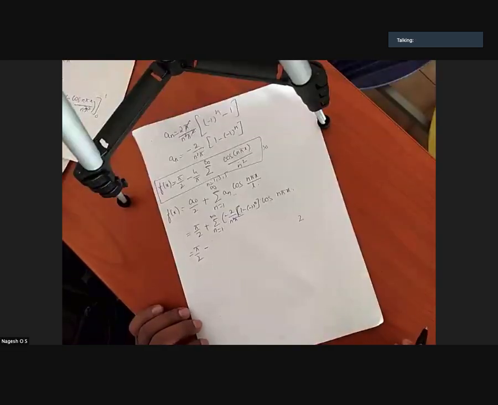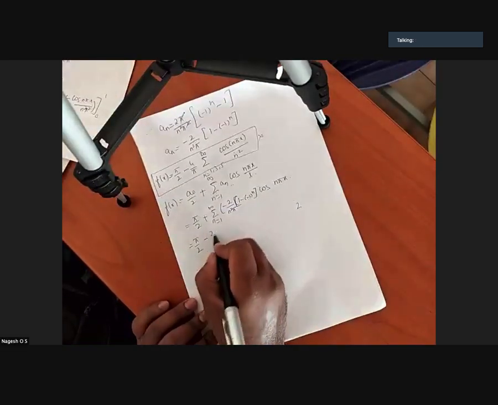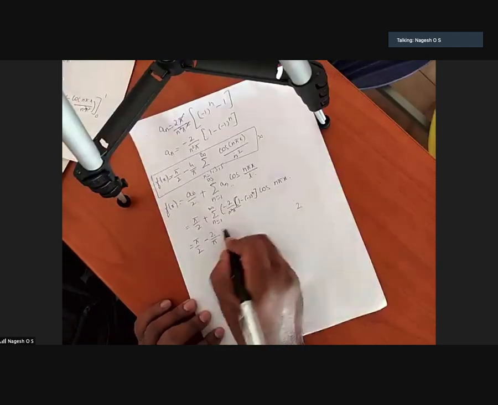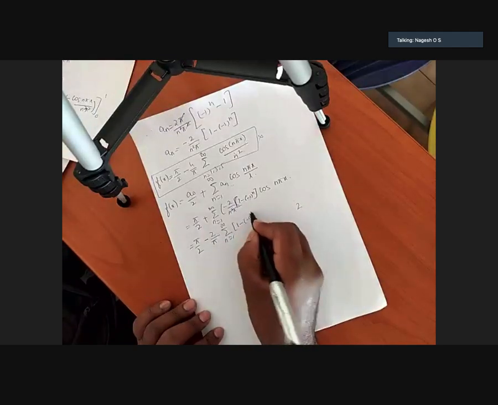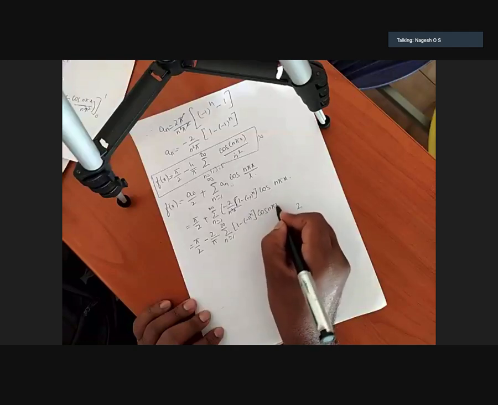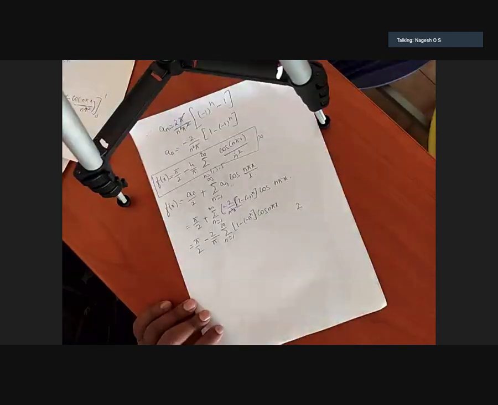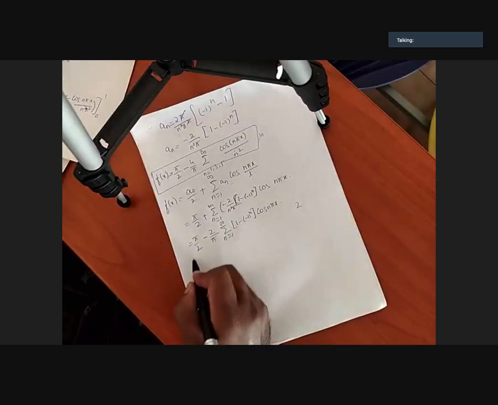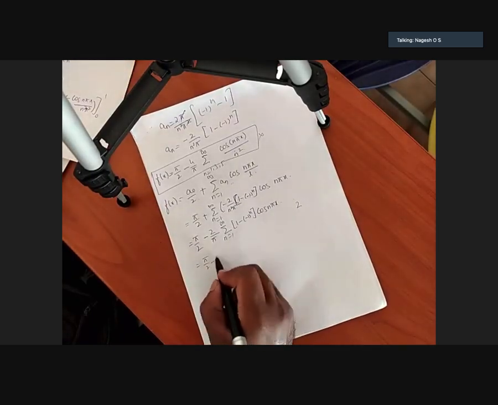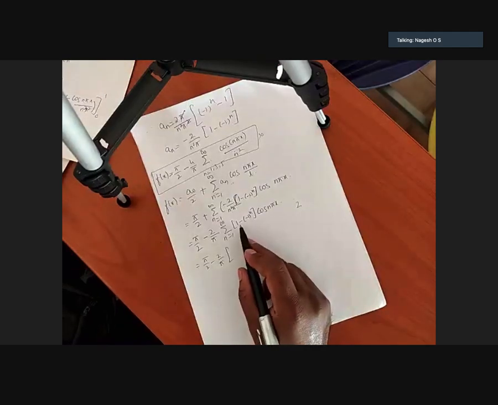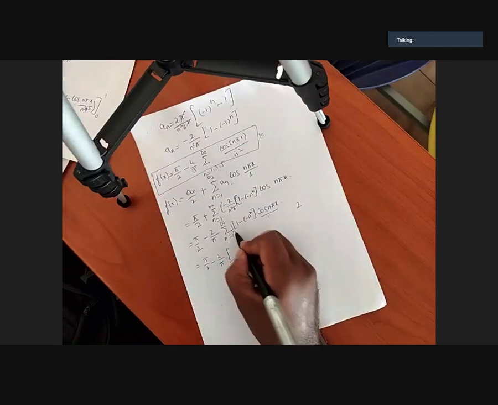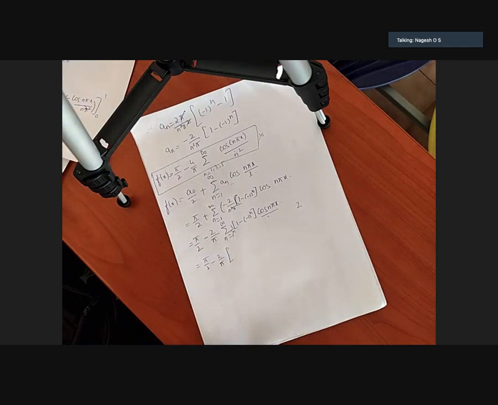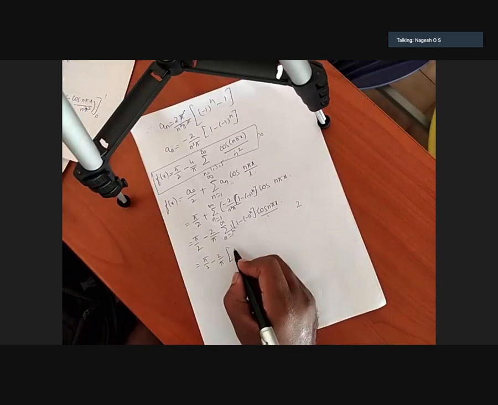Pi by 2 minus 2 by pi. I will write outside. Summation n equal to 1 to infinity, 1 minus 1 power n, cos n pi x. Okay, this is pi by 2 minus 2 by pi. Now substitute n values. So 1 by n is there now. Yes, here 1 by n.